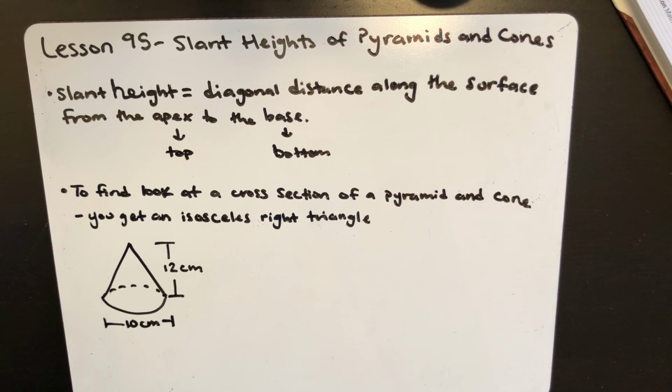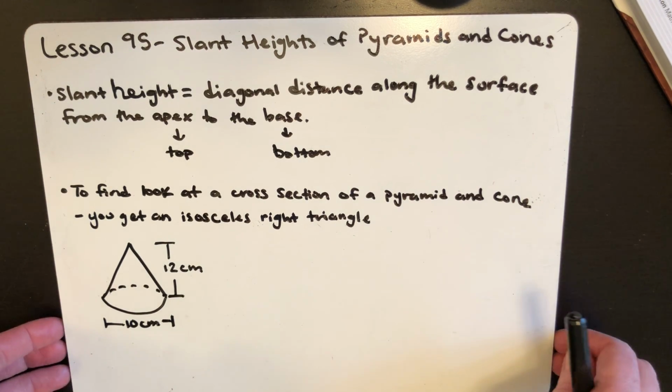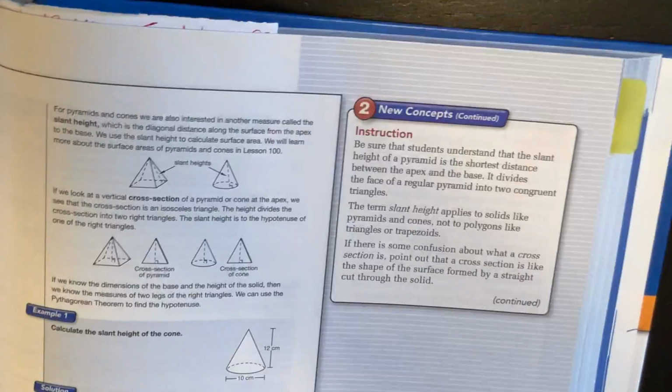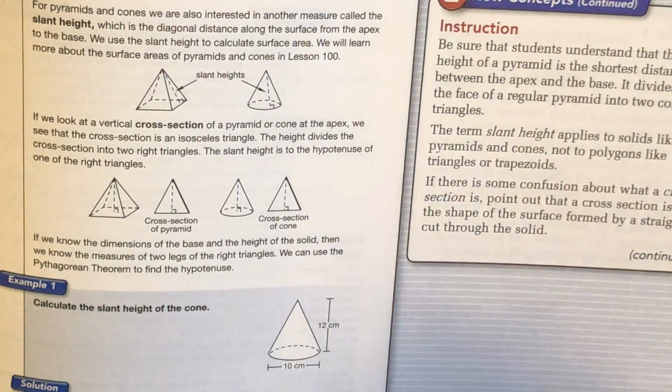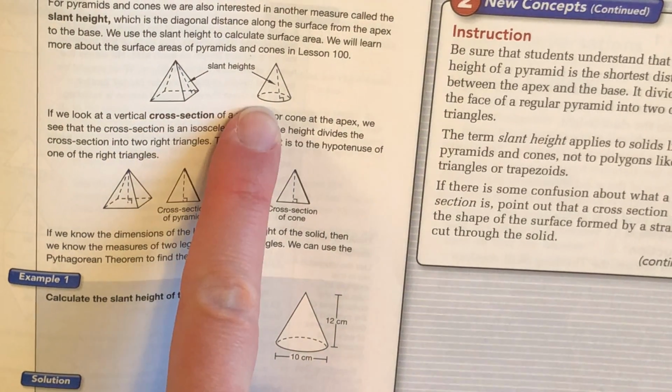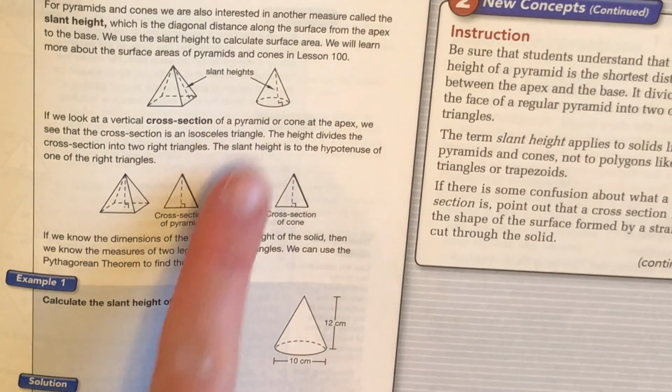These are three-dimensional shapes. When we want to find the slant height, we're going to look at a cross section of a pyramid and a cone. When you find the cross section of either a pyramid or a cone, you get an isosceles right triangle. Your book has a better picture than I would be able to draw here really quick. If you look at our pyramid here, and here's our cone, we want to find the slant height, right?